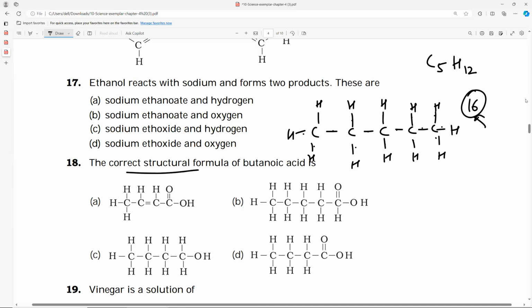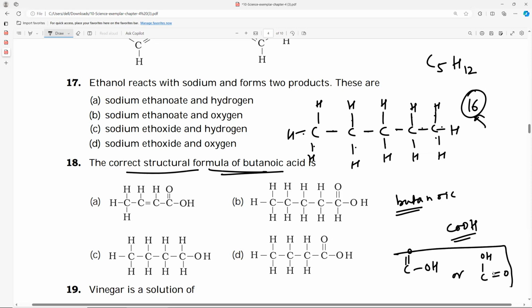Next, the correct structural formula of butanoic acid. But means 4 carbons. Oic acid means it must have the COOH group. The group is represented in the structure this way, or it can be represented this way, with a double bond. This is the carboxylic acid. They both can be represented this way: double bond with oxygen and single bond with the OH group. So which one is the correct one? Tell me. D would be the correct option. 1, 2, 3, 4.